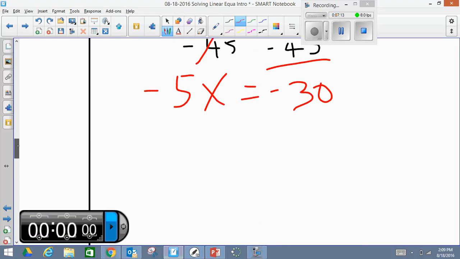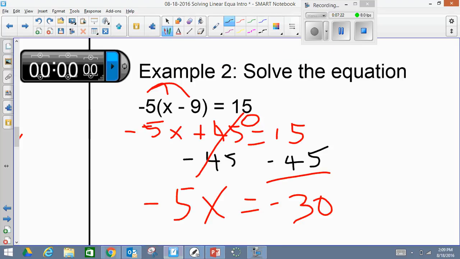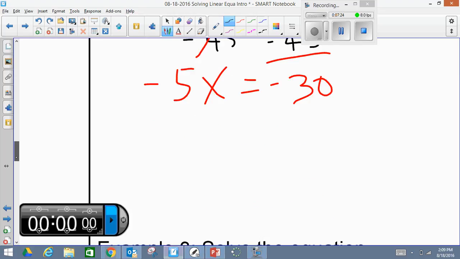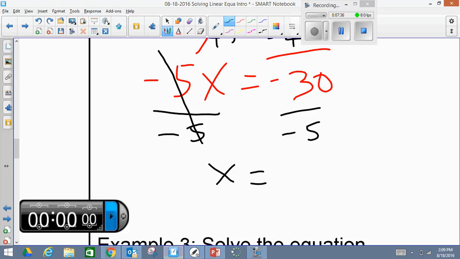The following step is I have to cancel the coefficient, which is negative 5. Negative 5 is multiplying the x, so I need to divide. Because that negative 5 is multiplying, I divide by negative 5, and on the other side by negative 5. The negative 5's cancel out. X equals negative divided by negative is positive. 30 divided by 5 is 6. Okay?